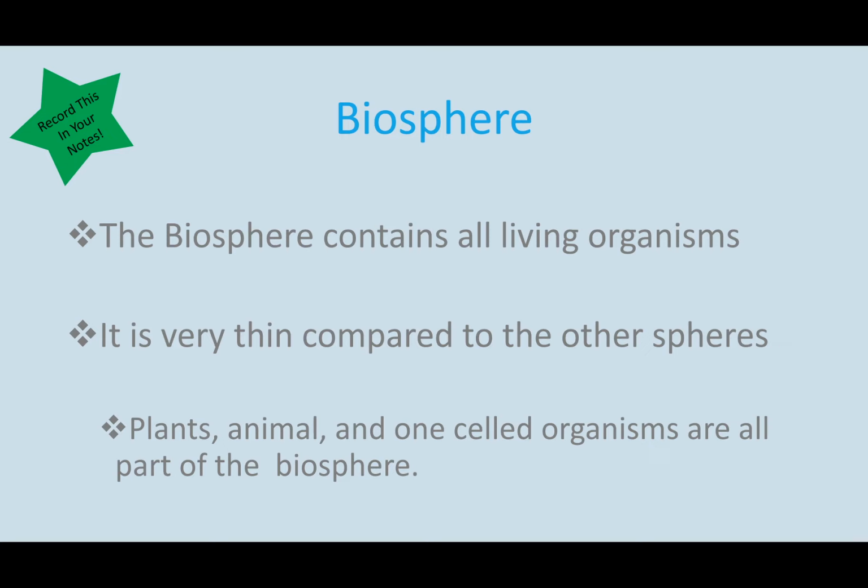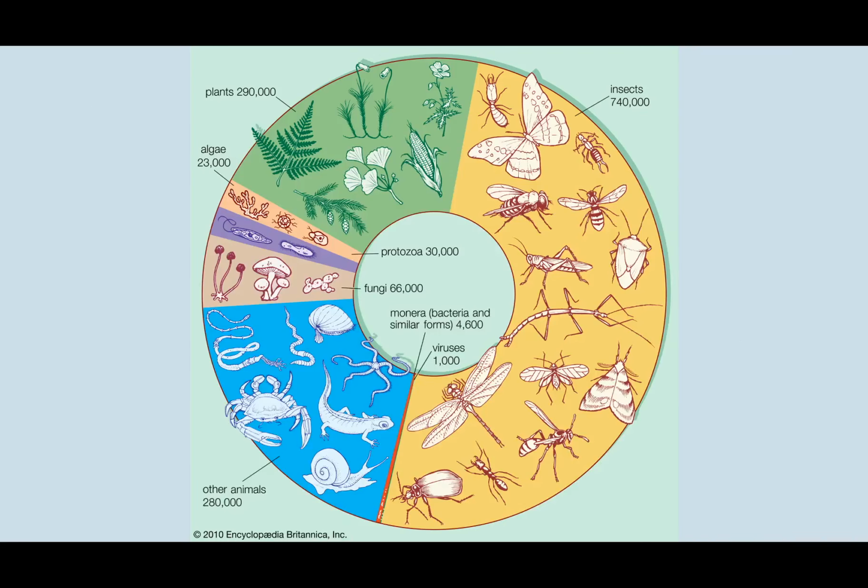So again, plants, animals, and one-celled organisms are all part of the biosphere. This is just an overview of the biosphere. The numbers that you see are numbers of species of each different group, but again, they're all considered part of the biosphere. You can see insects make up a very large part of that, almost half. So almost half of all the biosphere, in terms of species anyways, are insects. And I'm sure you may have heard that fact before. But again, it's just a breakdown of all the different things. We may see plants, insects, all other animals, fungi. We see algae and protozoa. So these are just kind of one-celled organisms. Same with the bacteria and viruses in there.